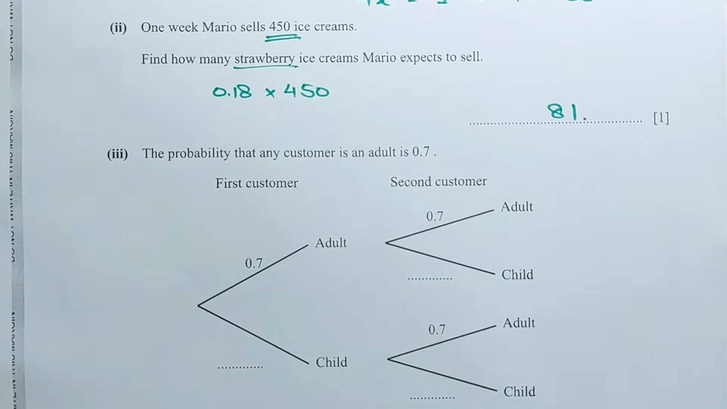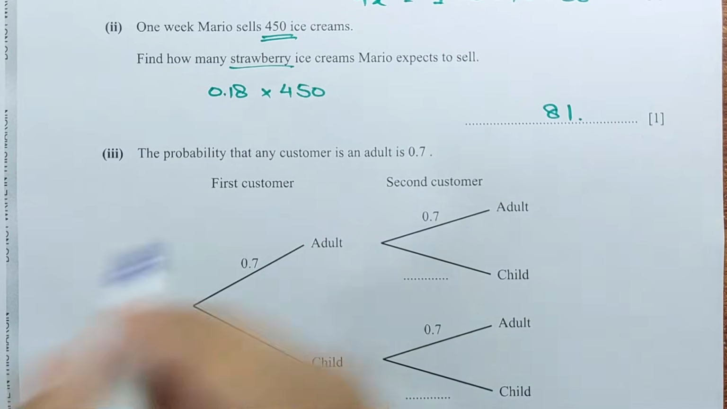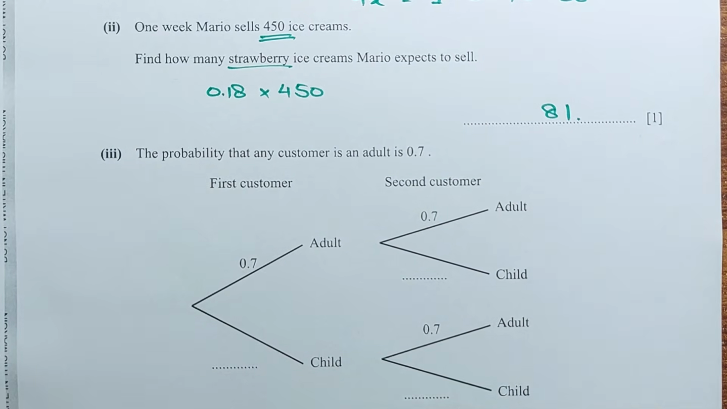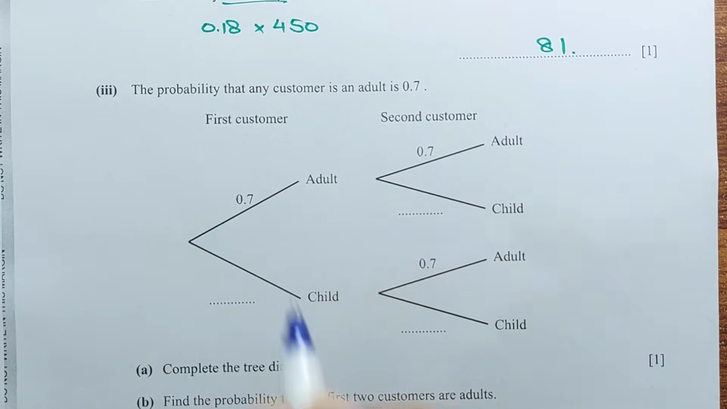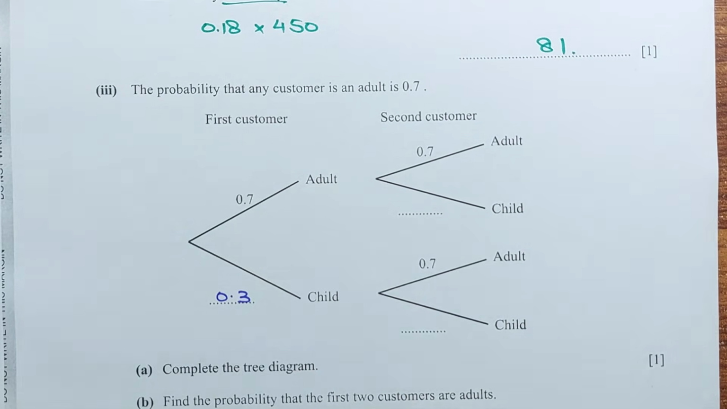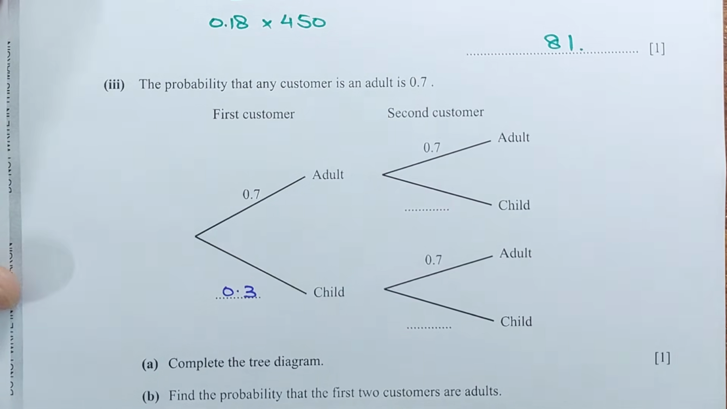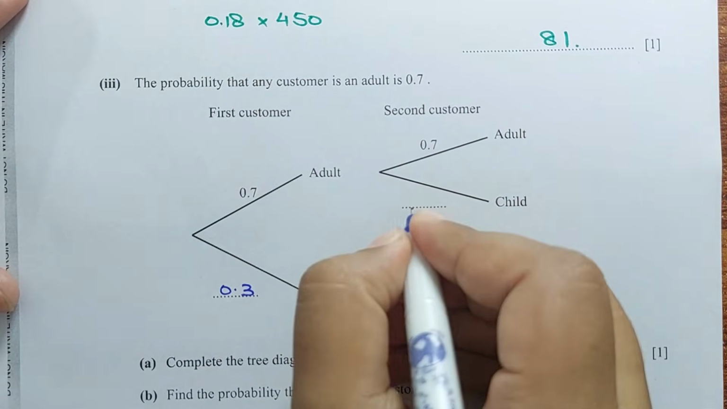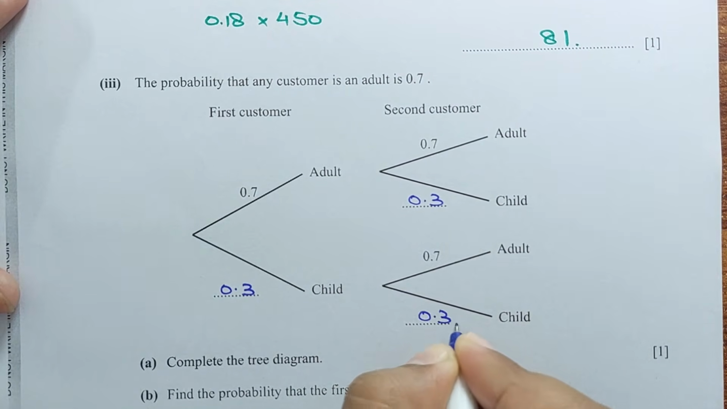Now for third part, the probability that any customer is an adult is 0.7. The first customer and the second customer, part A, complete the tree diagram. Adult is 0.7, then the child should be 0.3 because the sum of the probability should be equal to 1. If we have 0.7 and 0.3, their sum should be equal to 1. Adult is 0.7, child is 0.3, adult 0.7, child is 0.3.